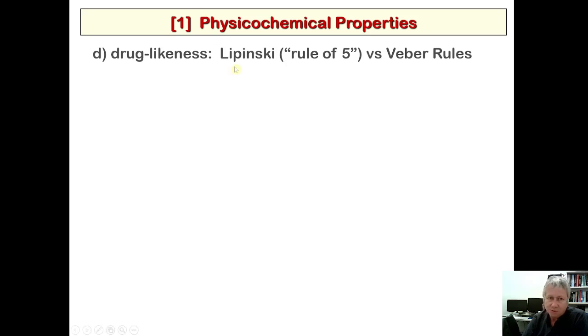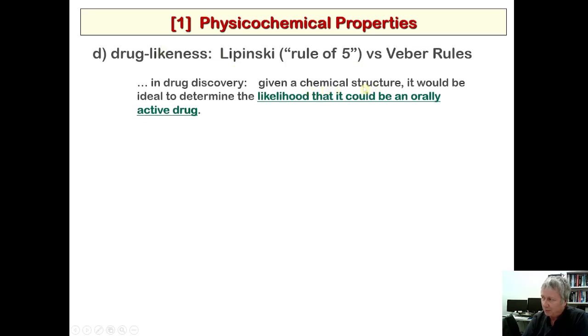through different assumptions. So, in drug discovery, given a chemical structure, it would be ideal to determine the likelihood that it could be an orally active drug. So the idea is, if say you're at a drug company and you're screening 20,000 to a million molecules against a drug target, it would be nice to predict if any of these molecules would actually work as a drug, or if they have any liabilities, like parts of the structure that might make it not work too well, and do that very quickly in an automated fashion. So the Lipinski rule can do that, and also the Weber rules.